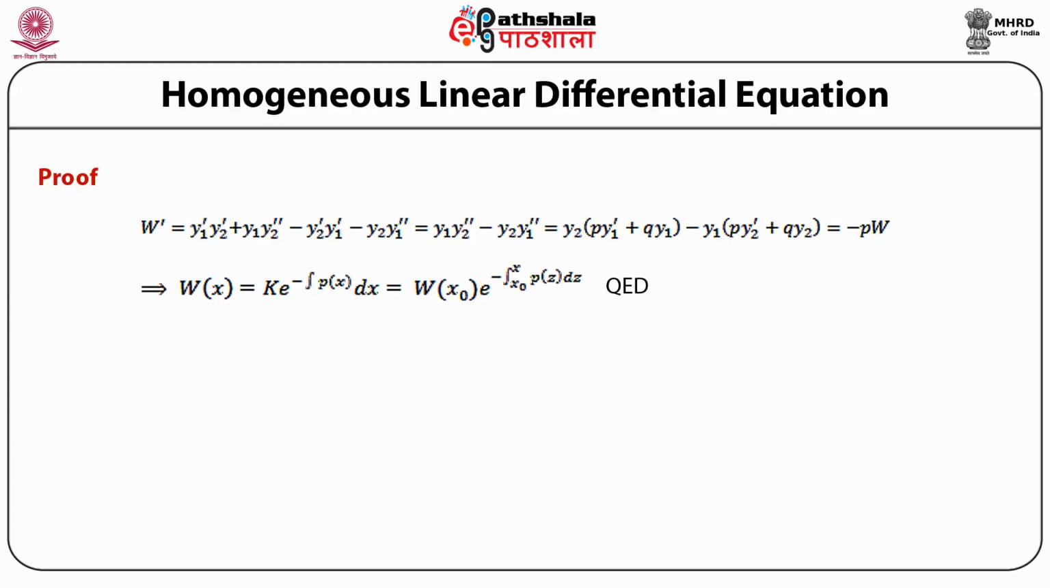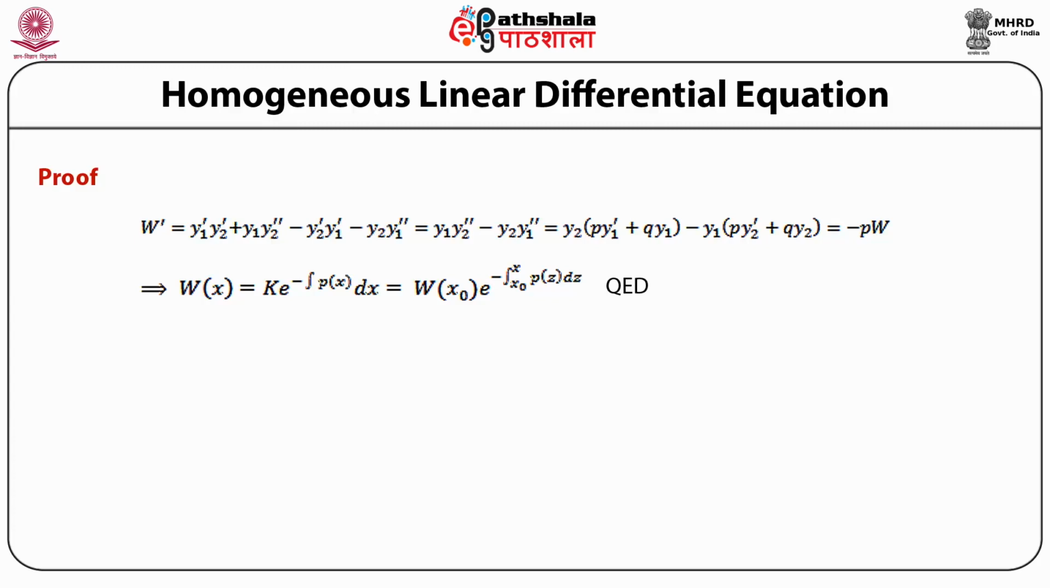The terms for y1 and y2 can be separated and we obtain the equation W' is equal to y2 times (p y1' plus q y1) minus y1 times (p y2' plus q y2). This is equal to minus p times the Wronskian W. Thus, W is a solution of a first order equation that can be easily solved.